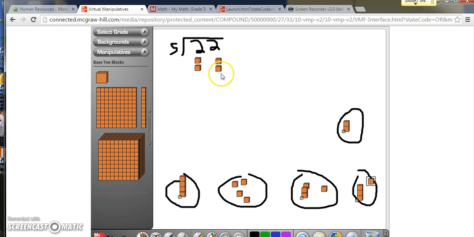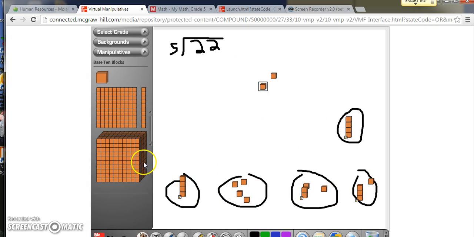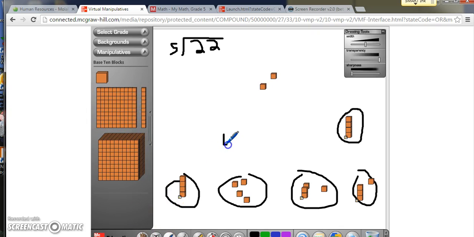So I go here, and now it looks like I didn't get that one even, so I need to put that there. Now I have 2 over here. I don't have enough to split them evenly, so this is my remainder. My answer would be the amount in each group, 4, and then a remainder of 2.